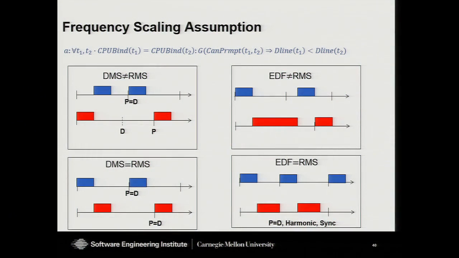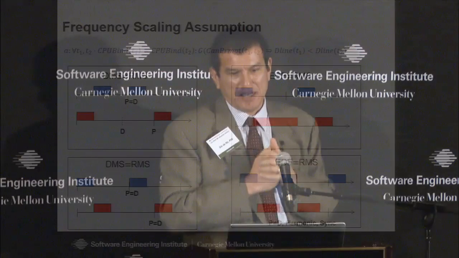So once we have that, then we can reason about how they behave. We can prove, for instance, that for the assumptions of frequency scaling, we can assume that under certain conditions, deadline monotonic scheduling is the same, will behave the same as rate monotonic, or EDF will behave the same as rate monotonic if we have certain synchronicity, certain harmonicity, and the like, right? So all of this is possible to do because we have an engine behind that is able to understand that and verify this automatically.